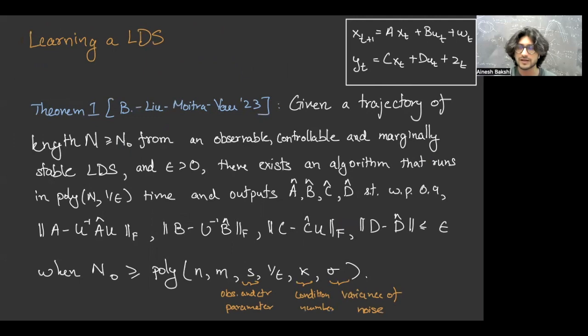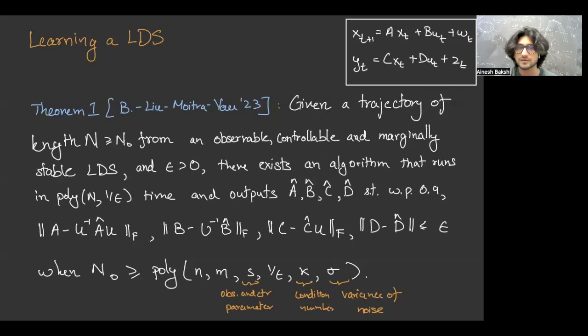I'll now formally state the main algorithmic result we obtain, given a trajectory of length at least n0 from a well-behaved linear dynamical system, which satisfies the assumptions that we discussed in the previous slide. There exists an algorithm that runs in time polynomial in the number of samples and the desired accuracy 1 over epsilon, and outputs estimates hat A, hat B, hat C, and hat D, such that with constant probability, the estimates are epsilon close in Frobenius norm to the true parameters up to an unknown invertible transformation U.